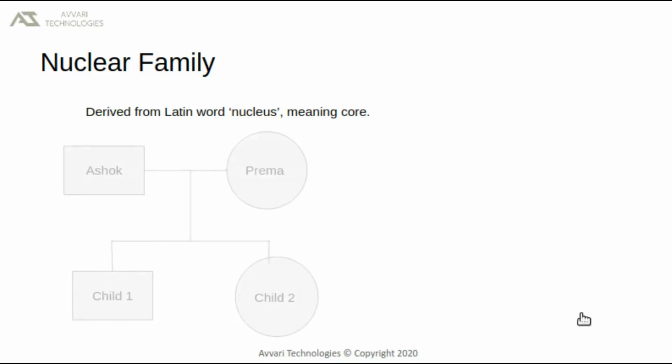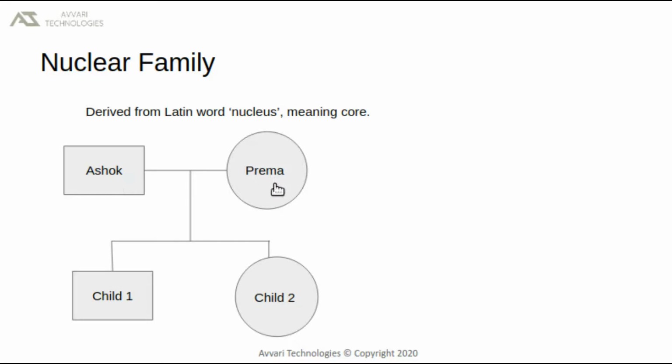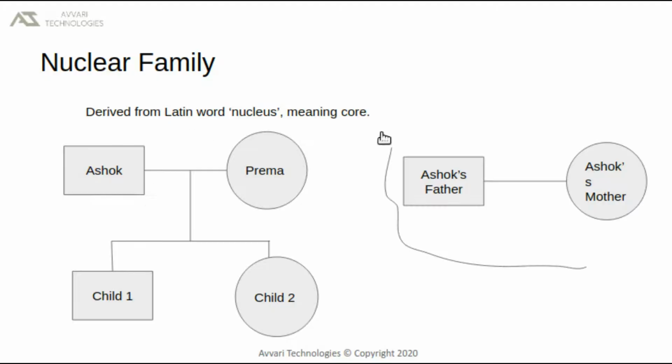So what is nuclear family? The word nuclear is derived from a Latin word nucleus, which means core. In simple terms, core means something very important. Here we can see Prema and Ashok are married together and they have 2 children. And Ashok's father and mother, or Prema's father-in-law and mother-in-law, live in a different city, and Ashok and Prema live in some other city. This type of family is called a nuclear family, where there are only two generations, father, mother, and their children.